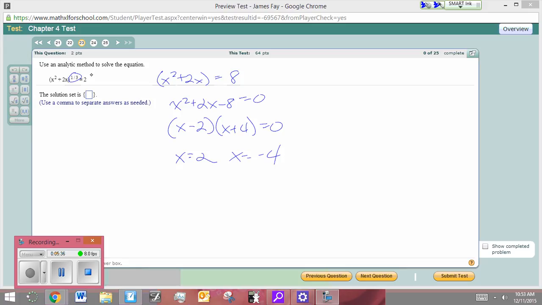I just have to make sure that when I plug back in, I get true statements. So when I plug in 2, I get 4 plus 4 is 8. The cube root of 8 is 2, so that works. When I plug negative 4 in, I get 16 plus negative 8, which is 8 again. The cube root of 8 is 2, so negative 4 works.